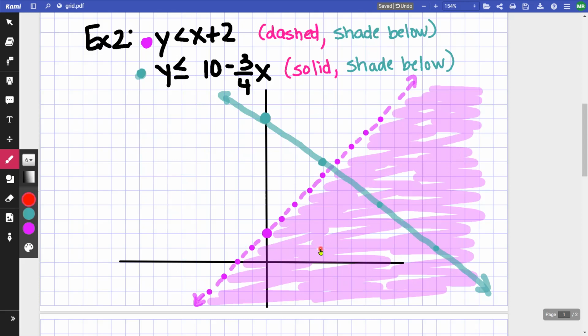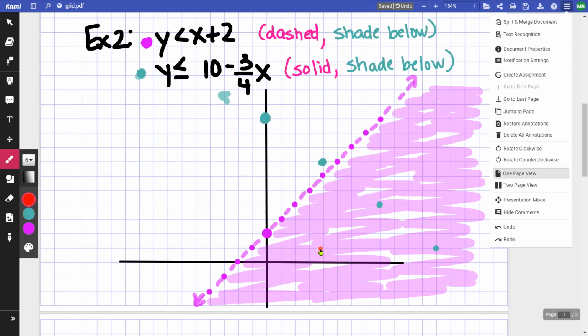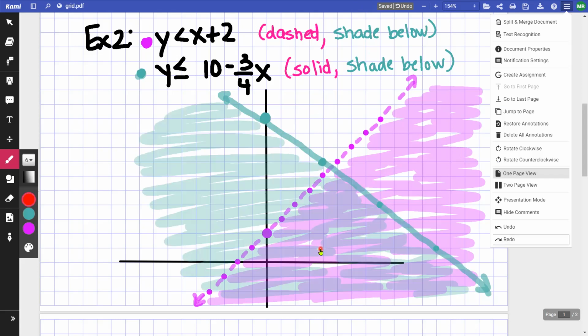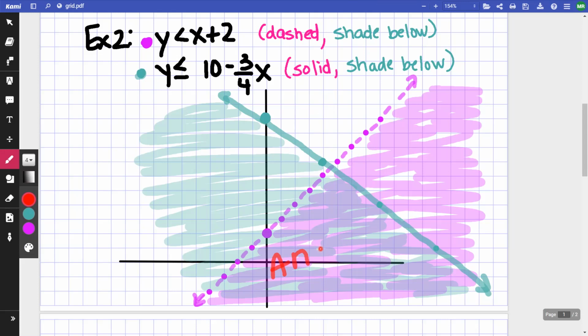So let me get that back. Sorry. I'm a little crazy with my undos. Okay. So my answer is going to be here. This is where my answer is. All the points here in that section are going to be my answer.